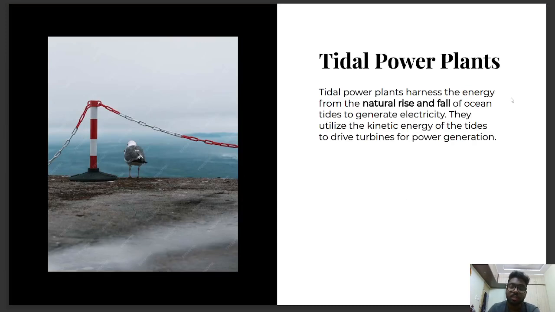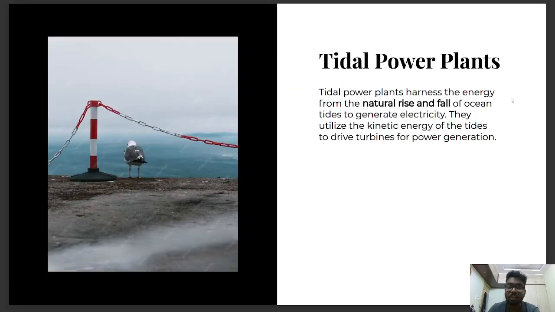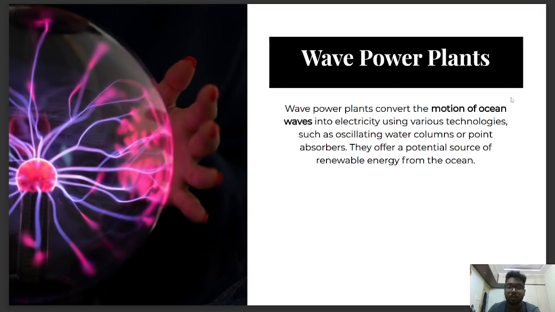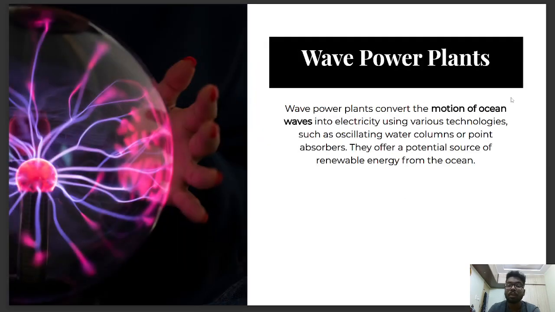Tidal energy and waves are nearly similar, but wave power plants can operate throughout the day, but tidal power plants can be done only at high tide. When there is low tide, tidal power plants cannot generate electricity. Wave power plants can generate electricity throughout the day. So that's the difference.